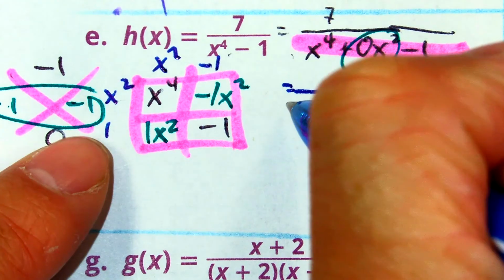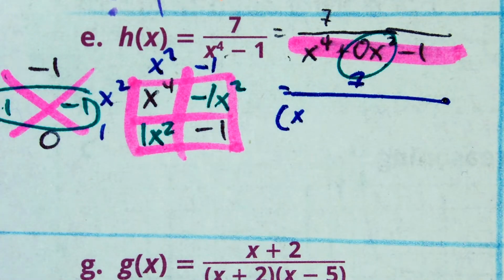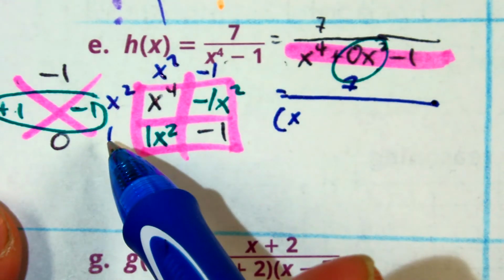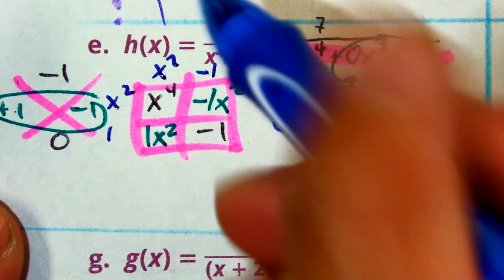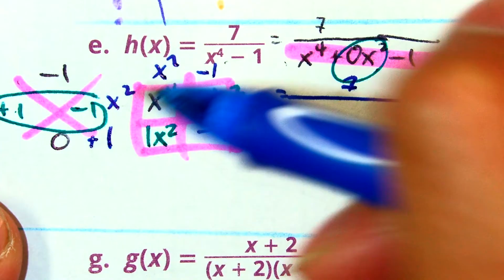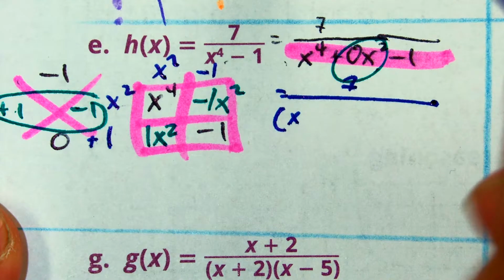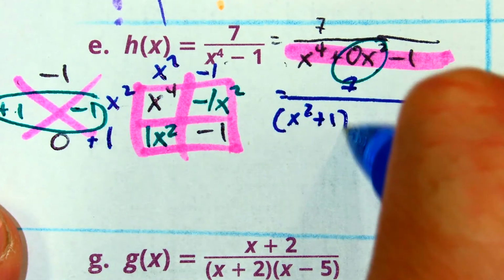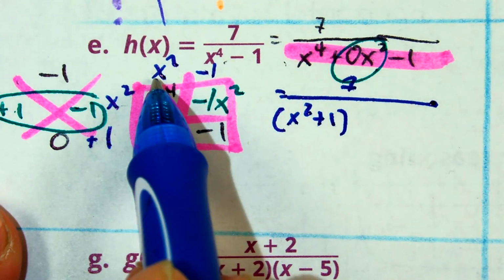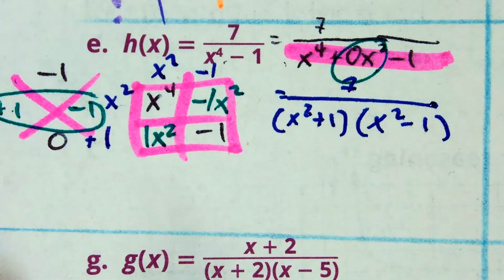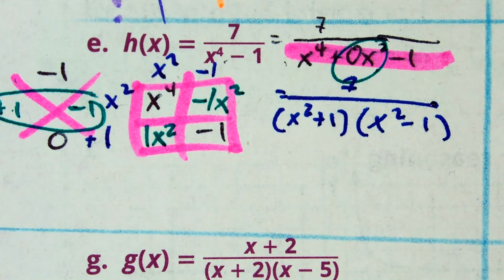x squared. A lot of students were stuck on this in your last quiz or test. Class, is this one positive or negative? X squared plus 1, x squared minus 1. Put your finger on the one that we need to factor again. This one.